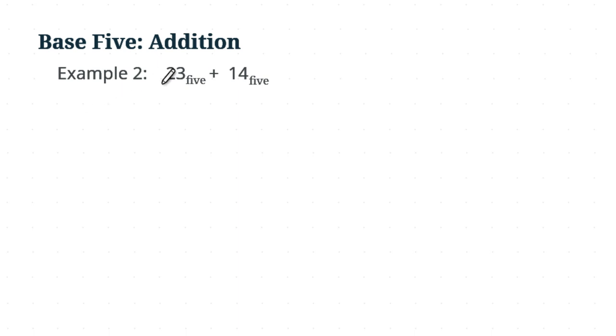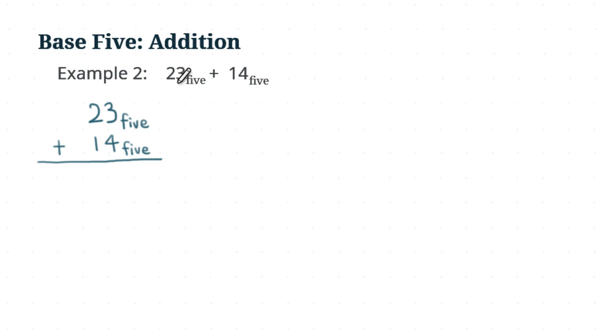Just like before, we are going to set it up the same way. We will write down the first number, 2, 3, base 5. So 2, 3, base 5. And we are going to write down the second number, 1, 4, base 5. Because we're going to use the manipulative to help us see the addition, so we need to draw those numbers.